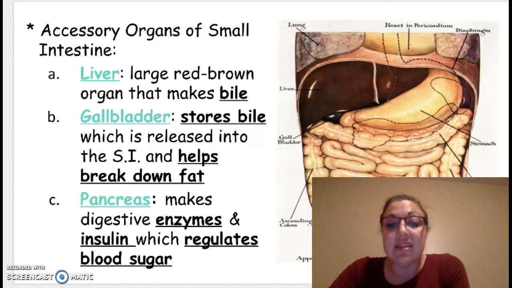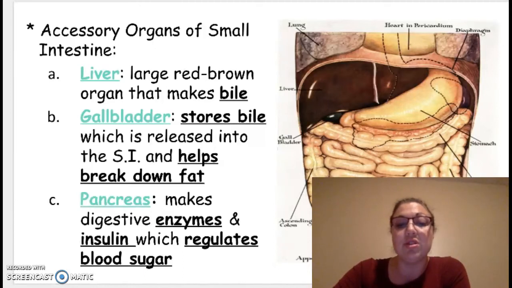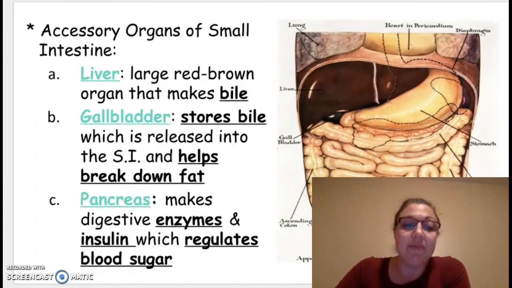The pancreas makes digestive enzymes and insulin, which regulates blood sugar. So if you've ever heard of somebody who has diabetes, they have a hard time regulating their blood sugar because they have something called insulin resistance. And so their body doesn't respond to insulin the way it's supposed to. But the pancreas is the organ that plays a role in that.